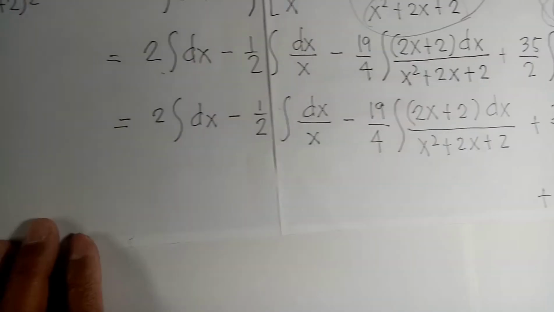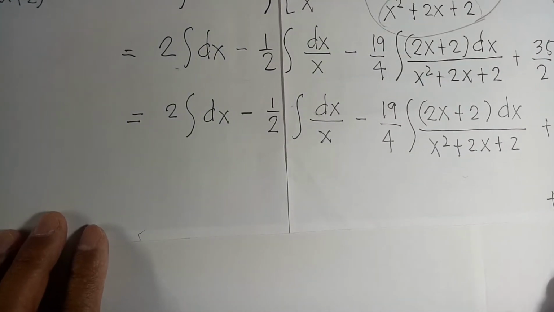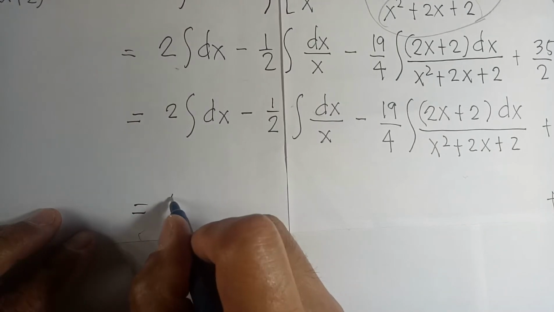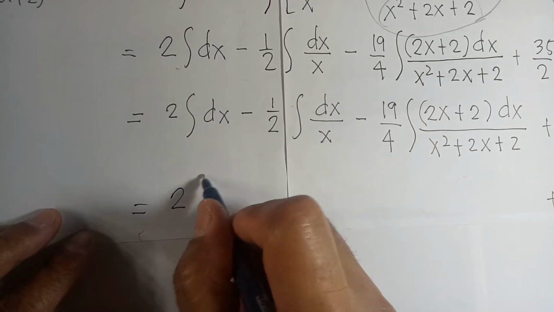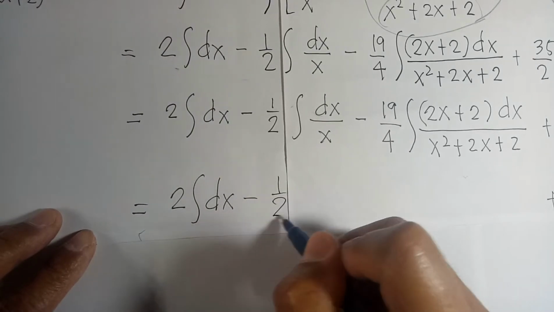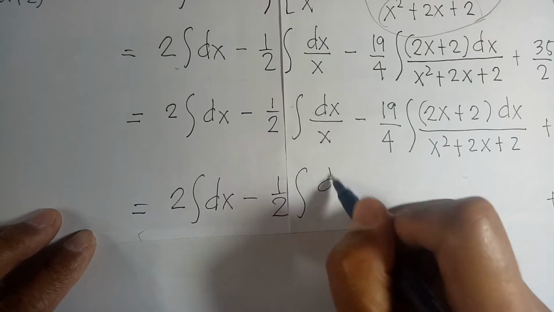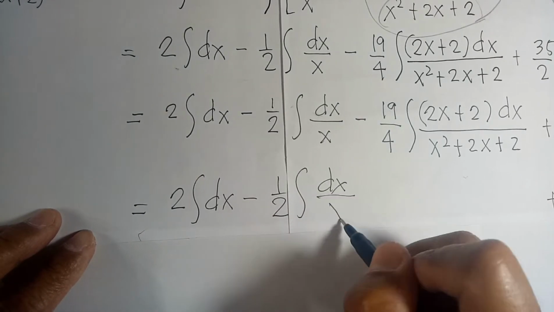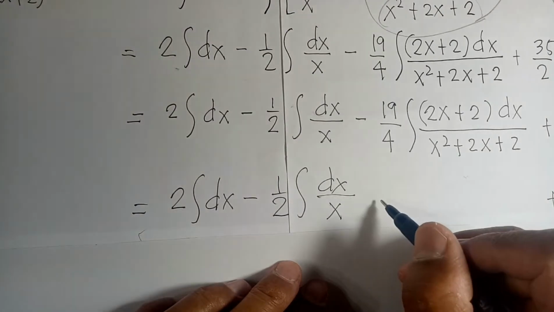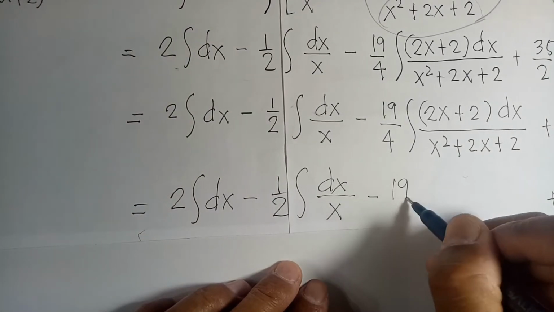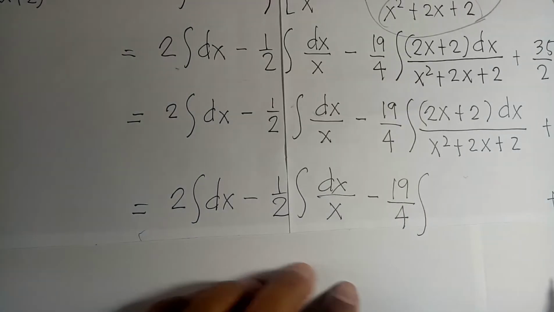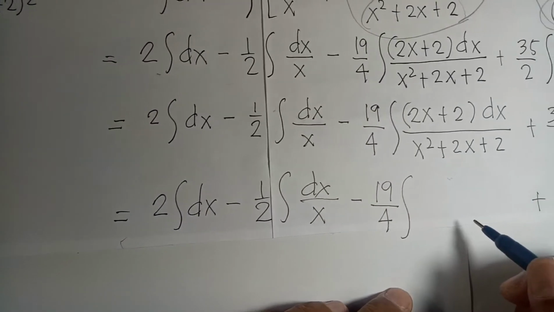So, rewrite ulit natin yung ating mga integrals. Ano? So, meron tayong 2 integral of dx. And then, minus 1/2 integral of dx divided by x. And then minus 19 over 4 integral of 2x plus 2.